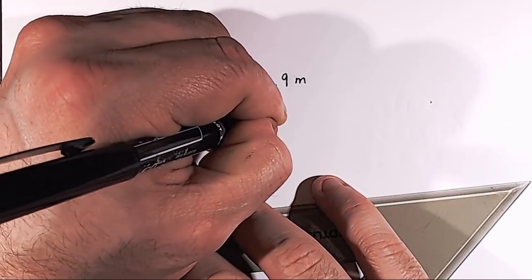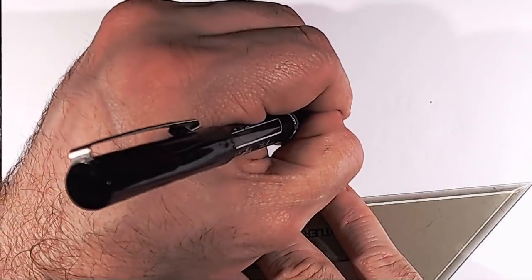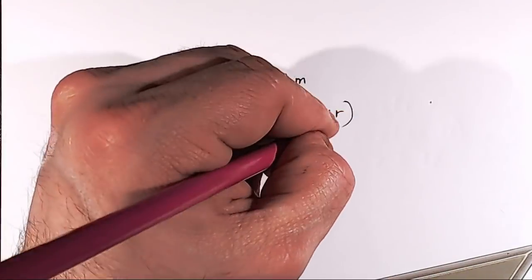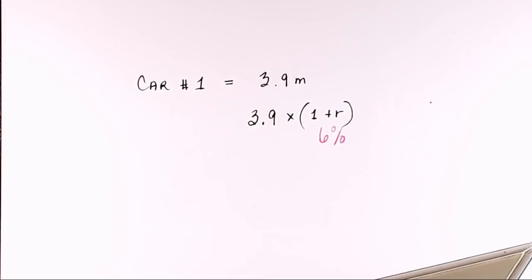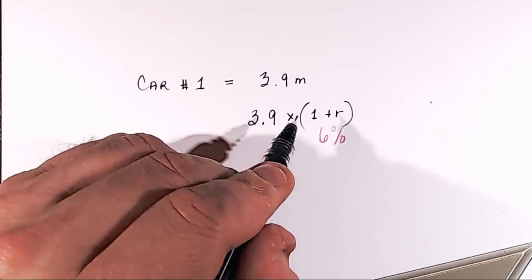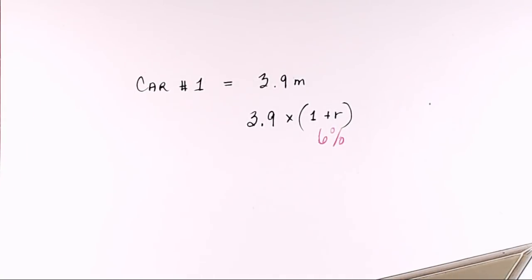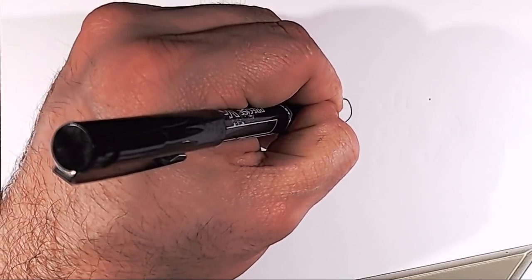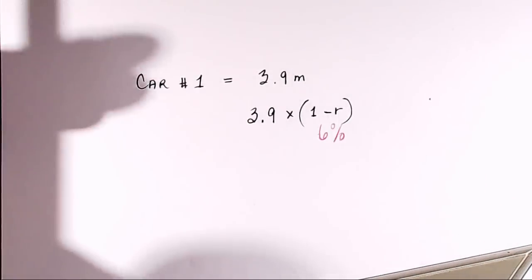The formula is 3.9, which is the original, multiplied by, open parentheses, 1 plus r. In this case, they're giving us what r equals, 6%. Wait a minute, I apologize. Because it's decreasing in size, it is 1 minus r. So it depends on whether it's increasing or decreasing. So now 1 minus 6%.